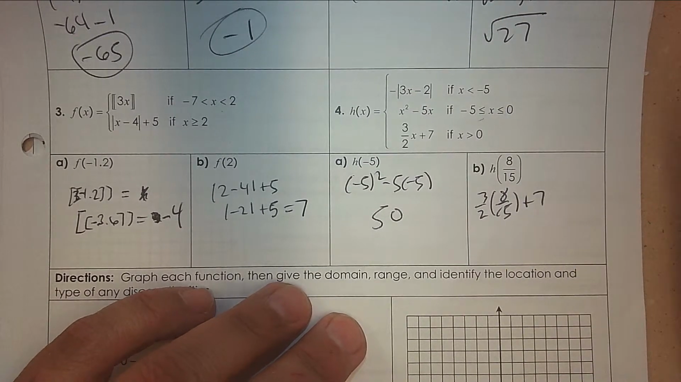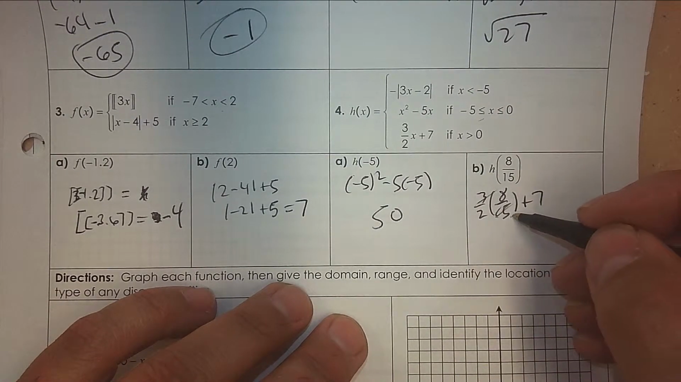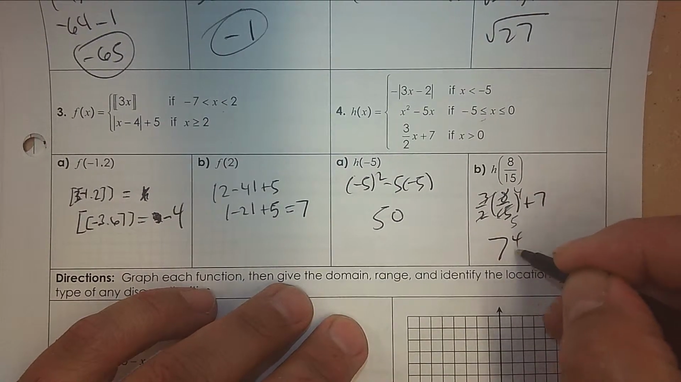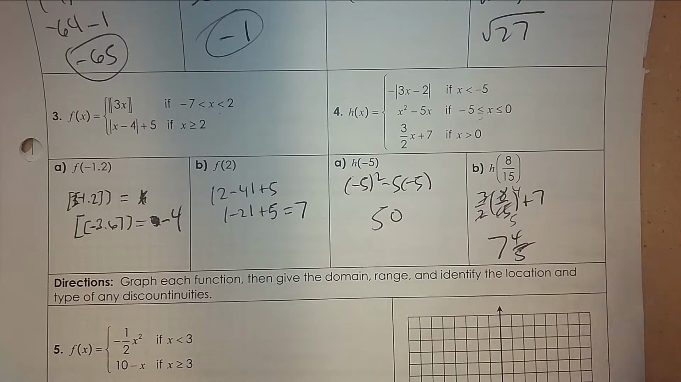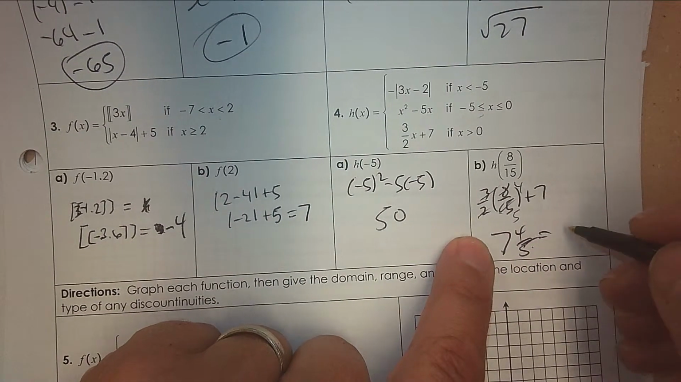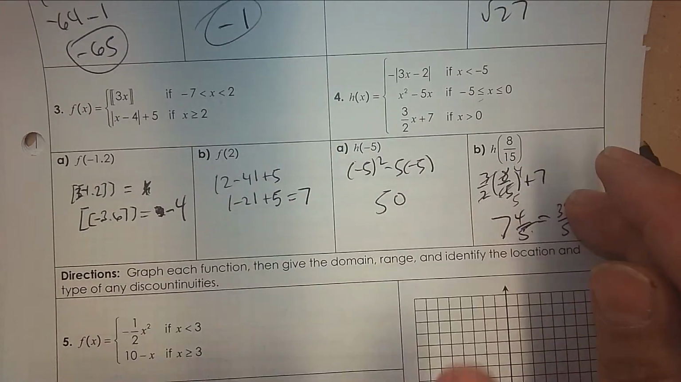Good practice. 3 goes into 15 5 times. 2 goes into 8 4. So it's really 4/5 plus 7. I like life easy. It's 7 and 4/5. If you wanted to, 5 times 7 is 35. Plus 4 more is 39 over 5, if that's what you want.